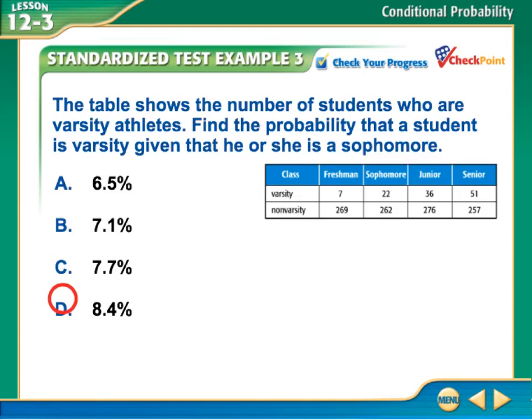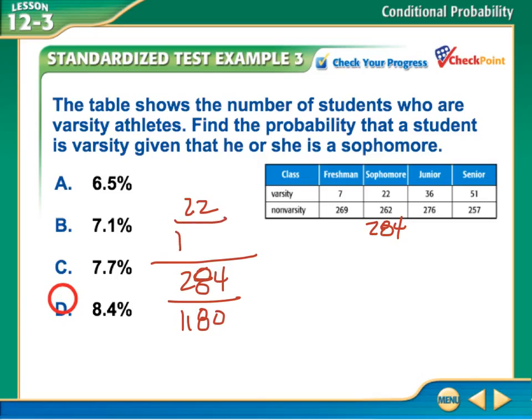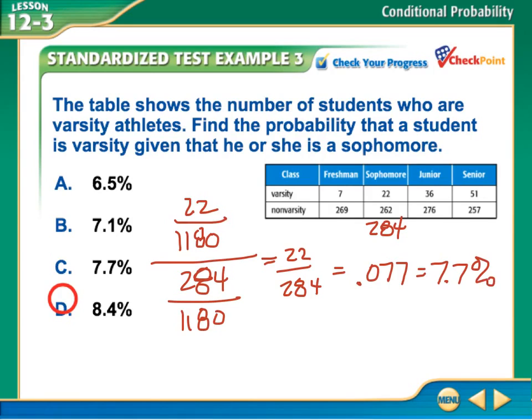And one last final example. Here we want to find the probability that a student is varsity given that he or she is a sophomore. Well, as it turns out, there are 284 sophomores, out of a total of 1,180 students, and 22 of those 1,180 students are varsity sophomore players, and we'll divide that by 1,180. Shortcut, 22 over 284, which is approximately 0.077, which is 7.7%. There's that red circle that I told you was going to be a lot lower than it should be. The answer, of course, here is C.